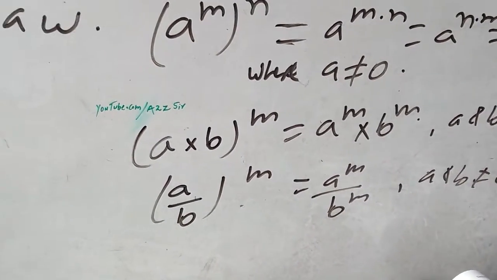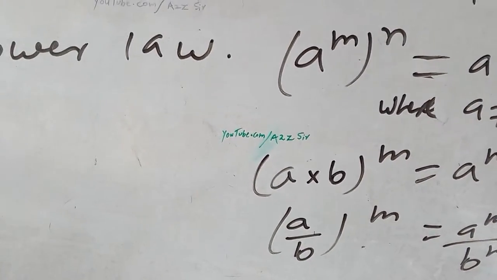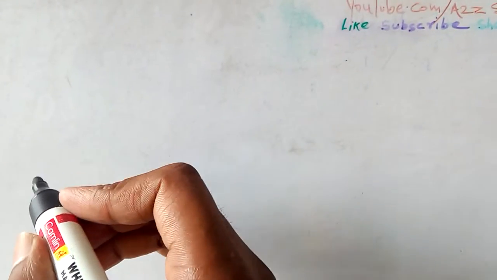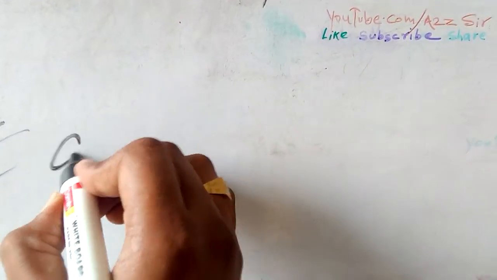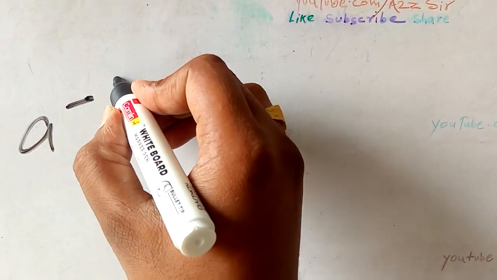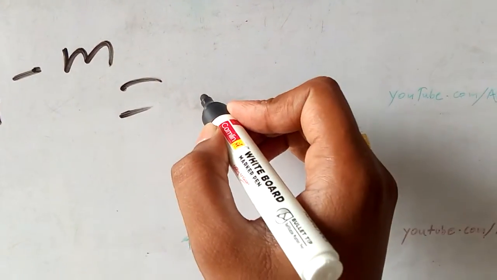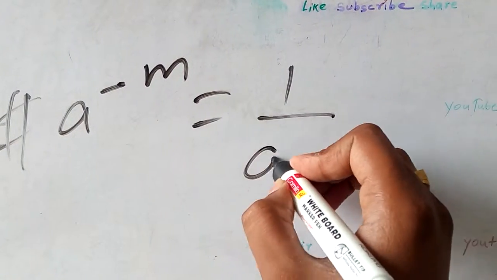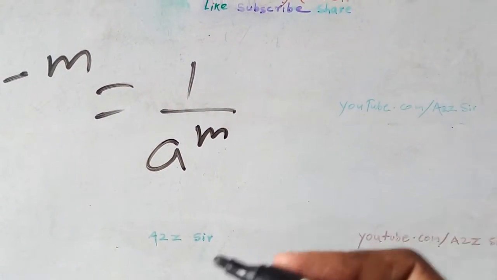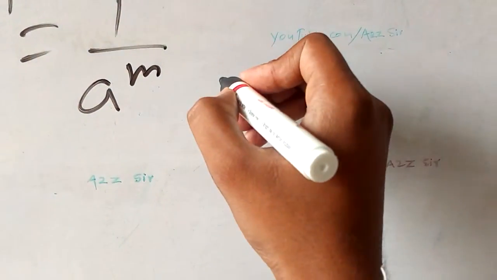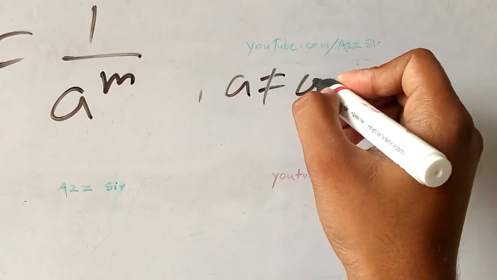Now let us go to the next one. If we have a to the power minus m, then we go for 1 by a to the power m. This is another type, where a does not equal 0.